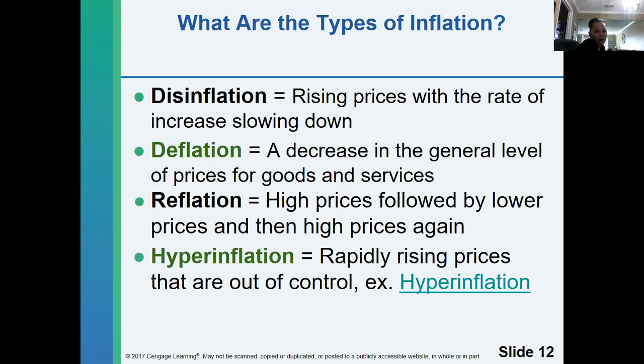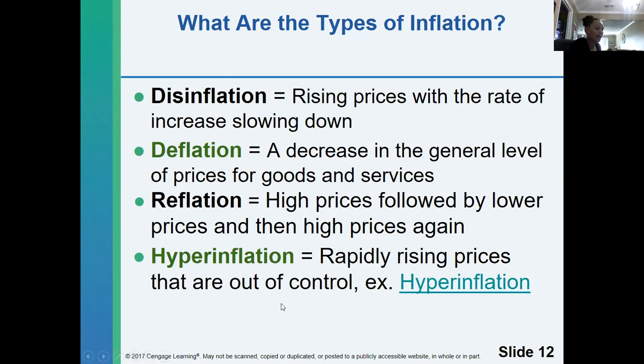Reflation is high prices followed by lower prices and then high prices again. An example of this typically is going to be like gas. Gas goes up and then down and then it goes up again. Reflation. And then hyperinflation is rapidly rising prices that are out of control.